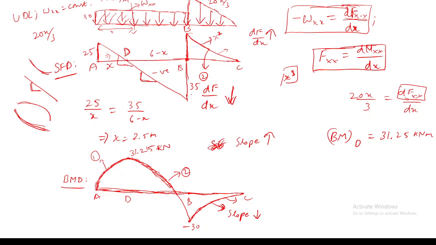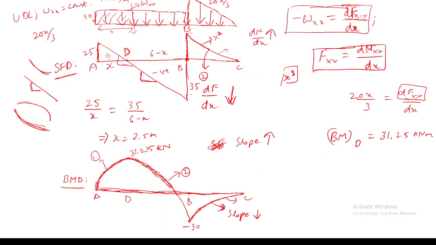At the point at which the bending moment changes sign, what will you term that point as? It is called the point of contraflexion. Let's name this point E. So how can you find this point of contraflexion, at which distance it is located?